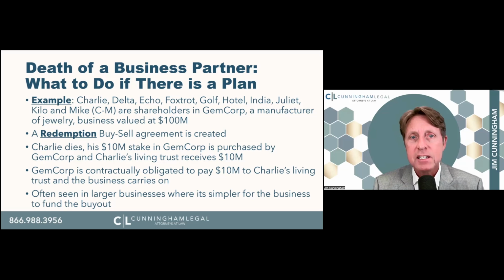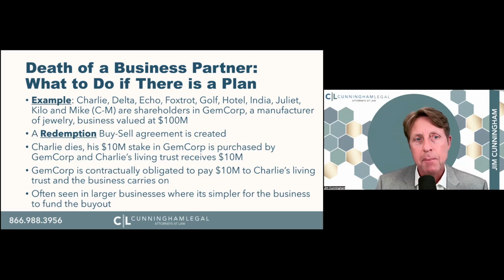So the example is Charlie, Delta, Echo, Foxtrot, Golf, Hotel, India, Juliet, Kilo, and Mike. That is C through M, 10 shareholders in Gem Corp, a manufacturer of jewelry. The business is valued at $100 million. A redemption buy-sell agreement is created. Charlie dies. His $10 million stake in Gem Corp is purchased by Gem Corp. The company buys it, and Charlie's living trust receives $10 million. Gem Corp is contractually obligated to pay that $10 million to Charlie's living trust, and the business carries on.